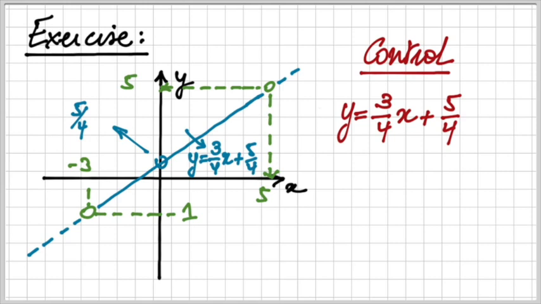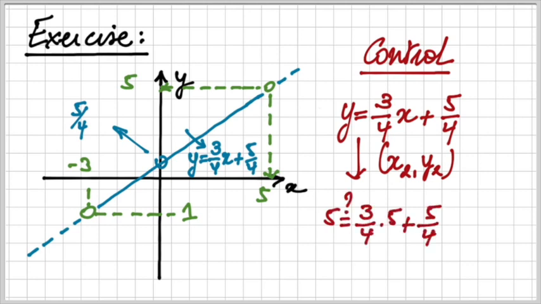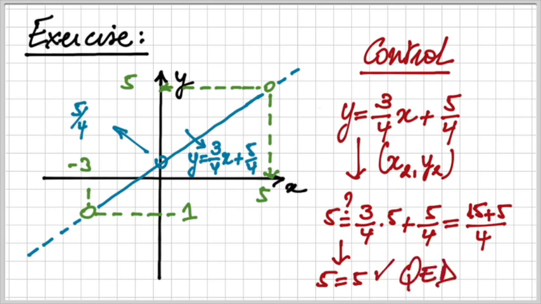The next thing we have to do is to control if our equation is correct, and we have the equation y is 3/4 x plus 5 divided by 4. We will replace x and y by the second coordinate, which gives us 5 is equal to 3/4 times 5 plus 5 divided by 4. So we have to verify if the left-hand side is equal to the right-hand side. We see that the right-hand side is basically 15 plus 5 divided by 4. When we verify this, we find that the left-hand side value is 5, and the right-hand side we have 5 also, which means that we have proven what we wanted to prove.